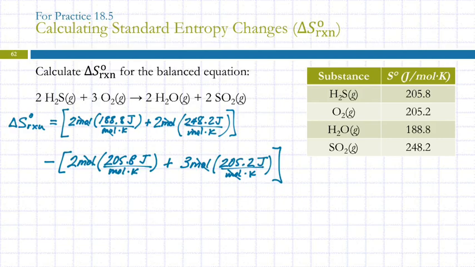Okay, I'm coming up with minus 153.2. Anybody else? Quiet murmurs of assent. And that'll be joules per Kelvin.